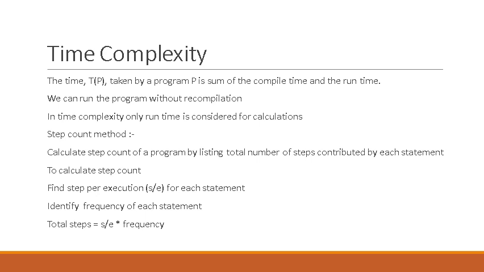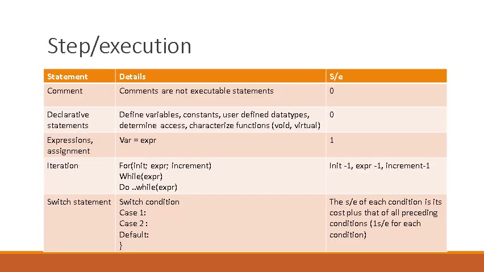We calculate step count using step per execution multiplied by the frequency of that statement, meaning how many times it is executing in that program. The multiplication of the step per execution and the frequency of the statement gives us the step count for that particular statement. Now what is the step per execution of each statement? In our program, multiple types of statements are available. We will see the step per execution for every statement.